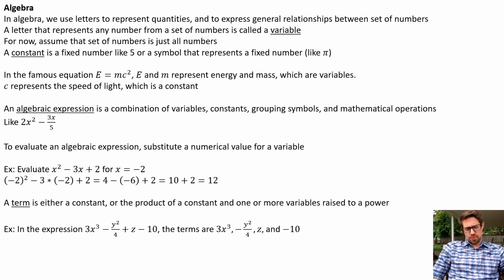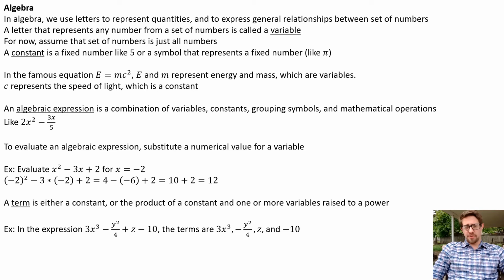3x cubed minus y squared over 4 plus z minus 10 is an expression. It's got x's, y's, and z's in it. That's fine. And those four things are the terms. So the first term is 3x cubed. The second term is minus y squared over 4. Notice the minus is part of the term. The third term is z, and the fourth term is minus 10.